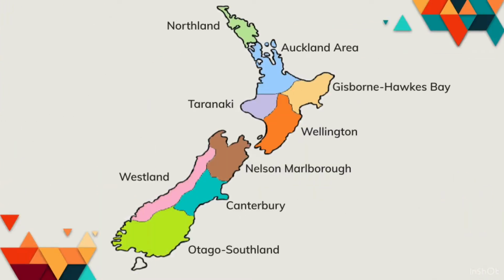Now let's look at the map. New Zealanders assign certain stereotypical characteristics to particular regions. For example, Northland and Gisborne Hawke's Bay have a Maori influence and a relaxed and lazy speech. Canterbury has an English and proper speech.